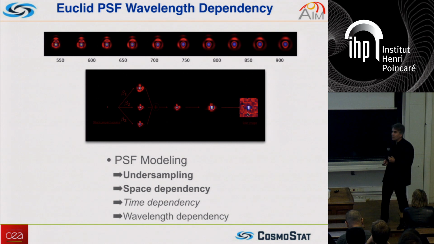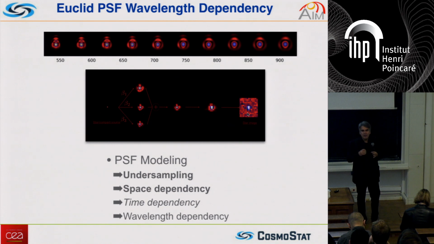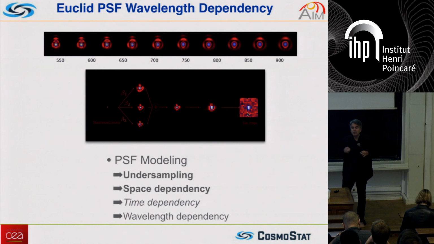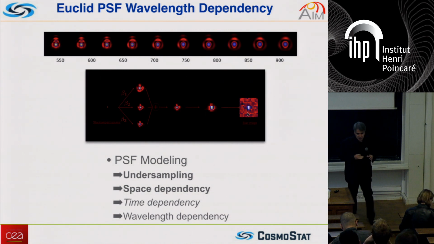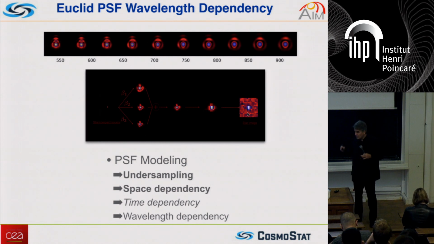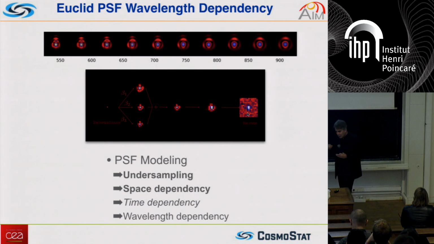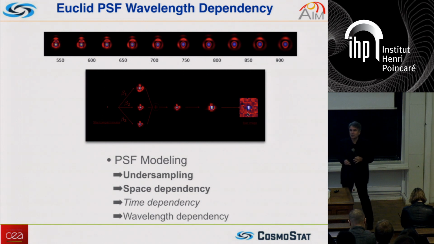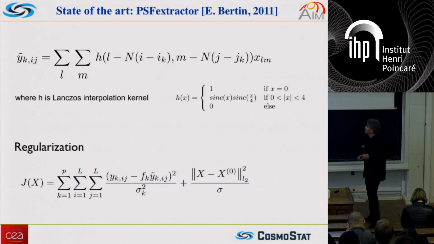You have to take into account the undersampling of the PSF in the case of Euclid. It has to take into account the wavelength dependency, the spatial dependency, and the time dependency. All these effects have to be taken into account if you want to recover the PSF field from the data. At this stage, we have reasonable techniques working for spatial dependency and undersampling. We are starting to have some very preliminary techniques for wavelength dependency, and we don't have anything for time dependency. So that's the status of our work, and I will show you now what we do exactly.